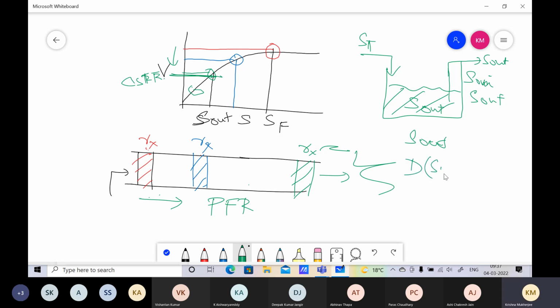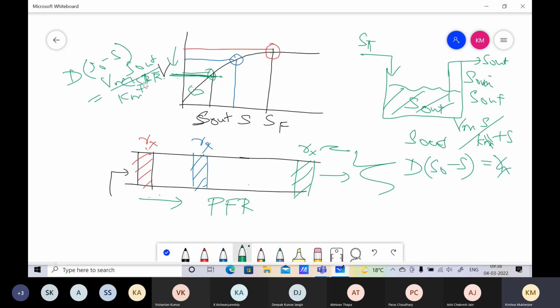Because D times S naught minus S, which many of you have done, is equal to Rx, which is equal to V max S out upon Km plus S out. So D times SF minus S out is equal to V max S out upon Km plus S out, which is an algebraic equation at the lowest value. In the PFR, it is an integration of the velocity as it moves from here to here. So obviously you will need a smaller PFR, because this is faster than this, and in the CSTR only this is the rate of reaction. Therefore, by definition, the conversion in a PFR is much more than in a CSTR.